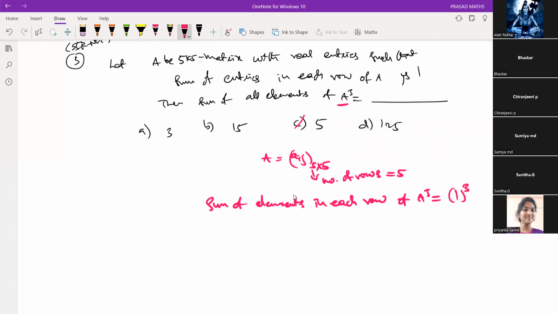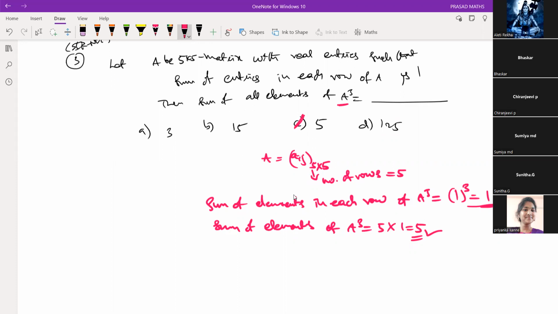The sum of each row of A cube is 1 cube, which is 1, right? Now the sum of all entries of A cube, I told you the formula: number of rows 5 into this sum, which is 5. So 5 is the answer. This question was asked in CSIR 2014. Look at your question paper.